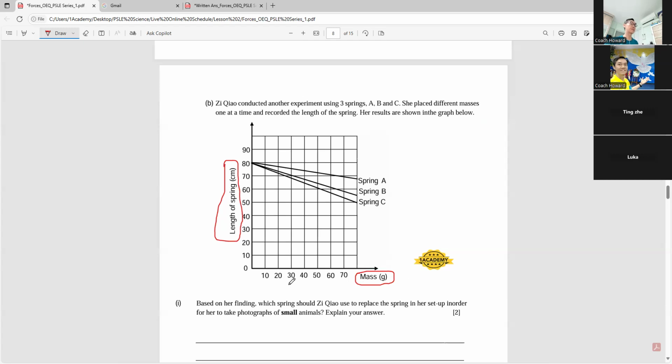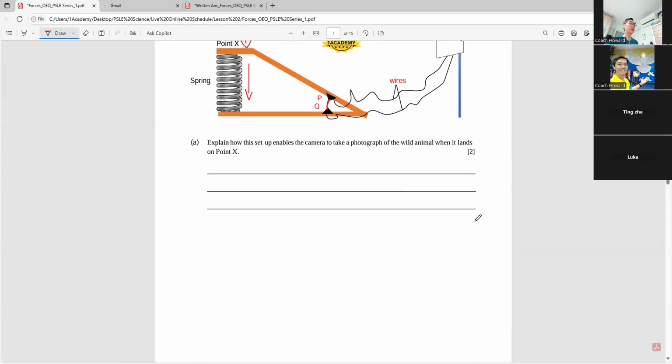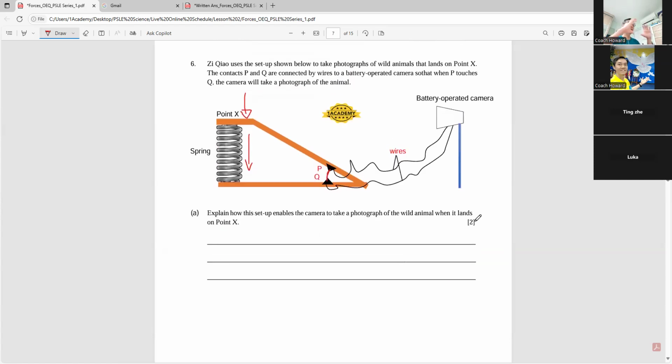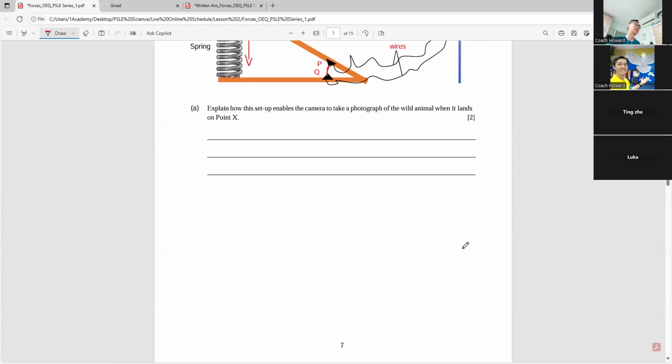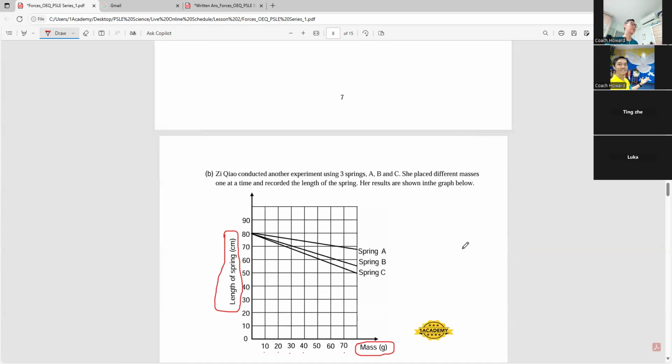It shows the mass. So as it increases from 10, 20, 30, 40, up to 70. And then this is the length of spring. Okay, take note in this setup, the greater the mass, the shorter the spring, because it's being compressed. So you must understand this logically. So all started with the same length of 80 centimeters.